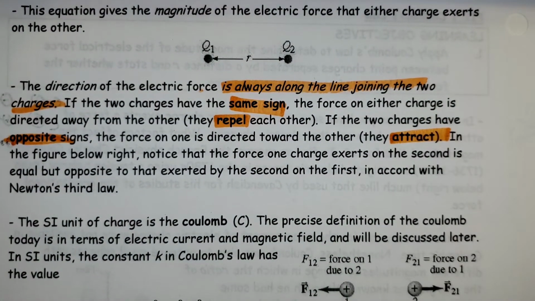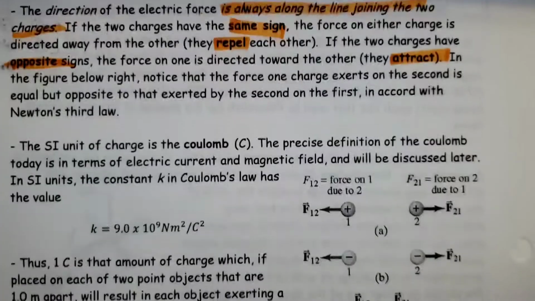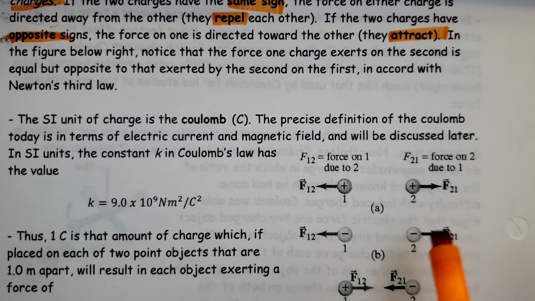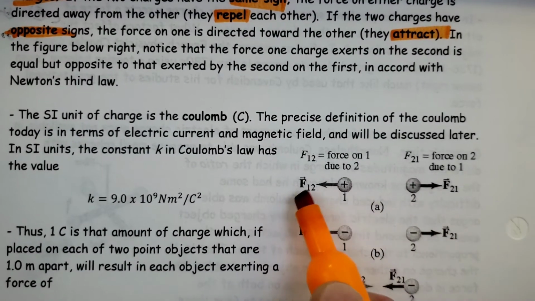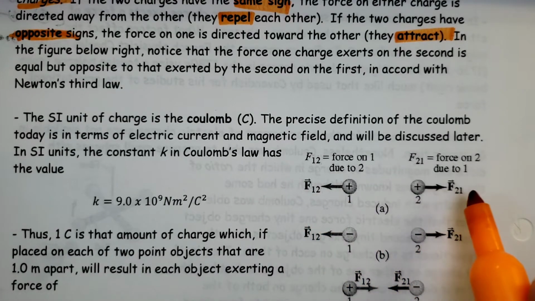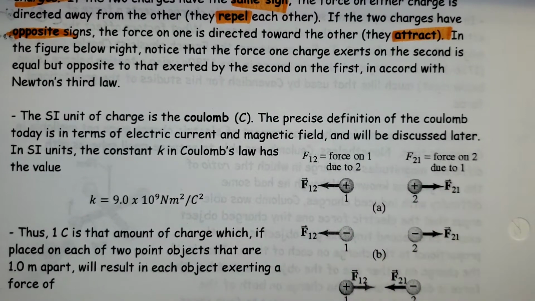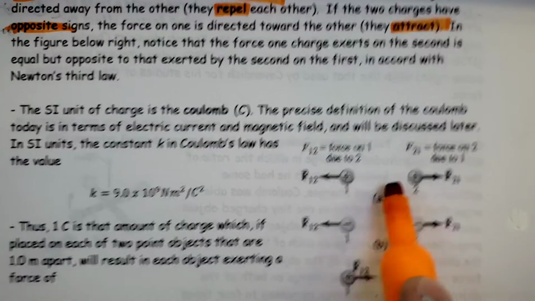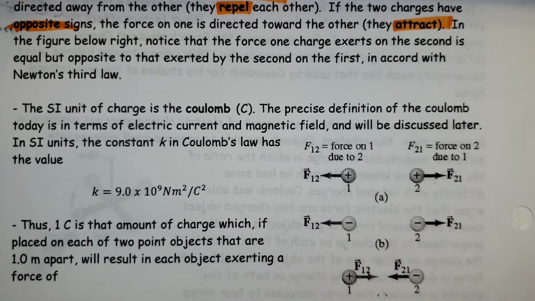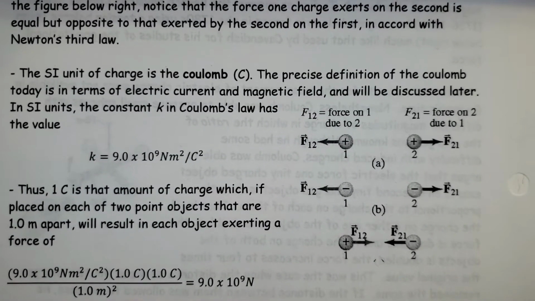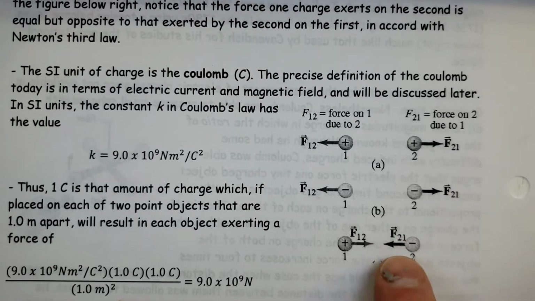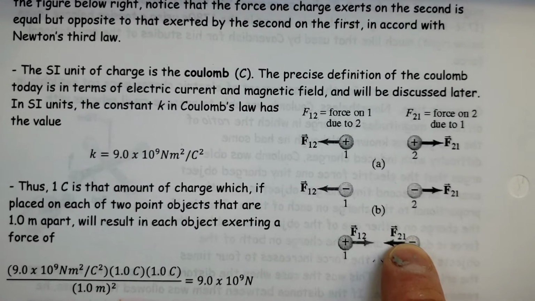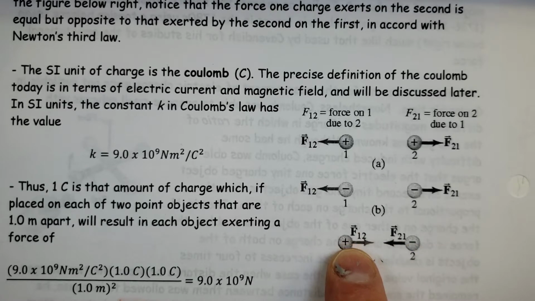In the figure below right, notice that the force one charge exerts on the second is equal and opposite. So if you look over here, Newton's third law, right? If there's a force exerted on 1 by 2, it's equal and opposite to the force exerted by 2 on 1. So equal and opposite. You can see here, positive, positive, repel. Negative, negative, repel. Positive, negative, attract. The force that is exerted on 2 by 1 is equal to the force exerted on 1 by 2.